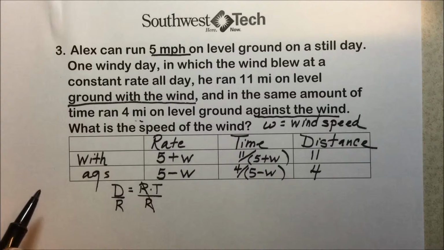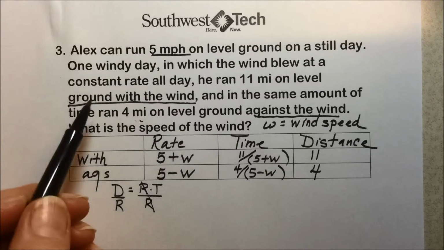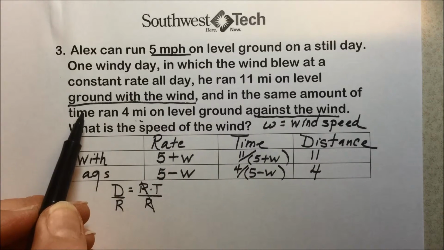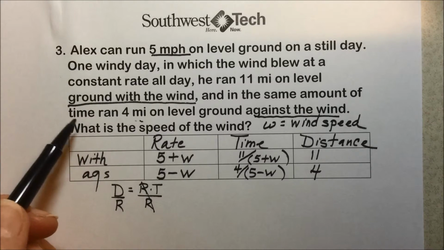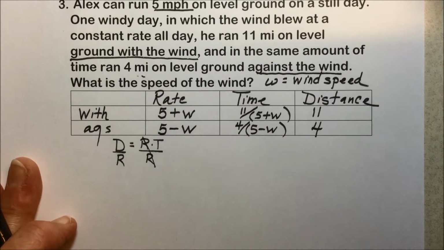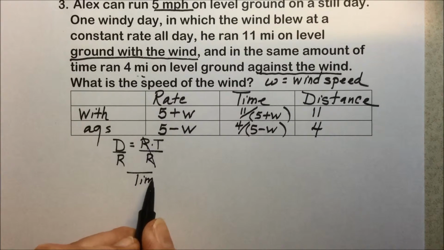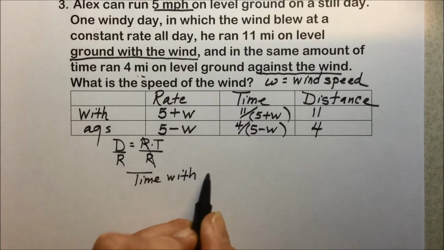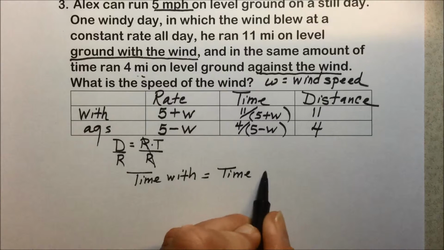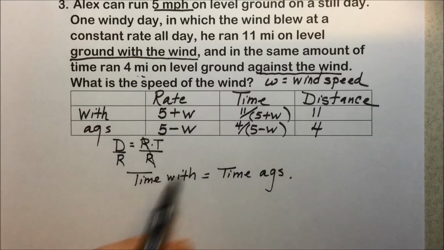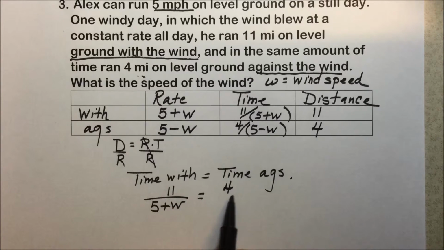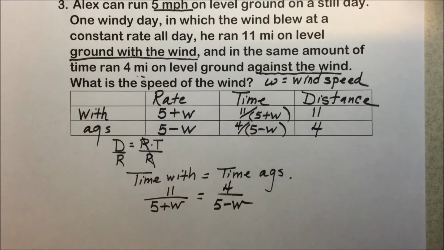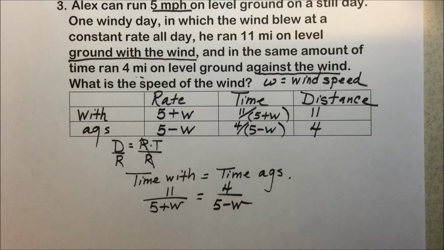How do we solve the problem? The problem tells us that in the same amount of time, this individual is running with the wind and against the wind. This is going to give us the basis for our formula. The time that he ran with the wind is equal to the time that he ran against the wind. Well, what was the time with the wind? It was 11 over 5 plus W. What was the time against? Well, we just found that, 4 over 5 minus W. We have a rational equation.